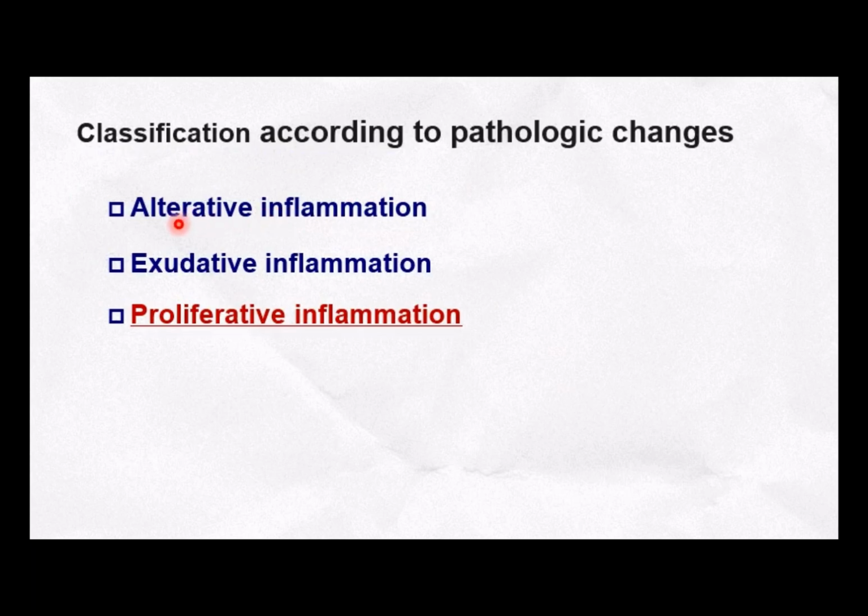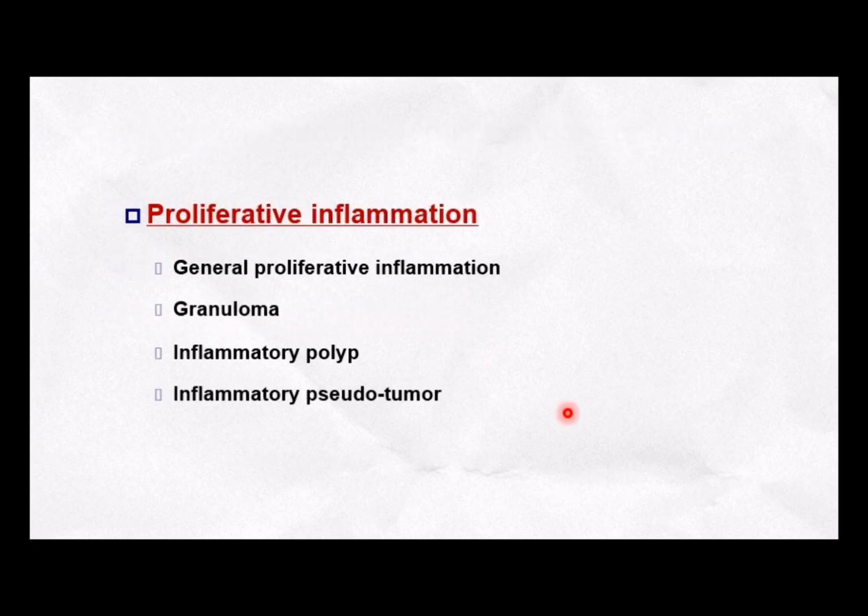So we have talked about ulcerative inflammation and exudative inflammation. Then we will talk about proliferative inflammation. In this part, we'll talk about general proliferative inflammation and granuloma, inflammatory polyps, and inflammatory pseudotumor.